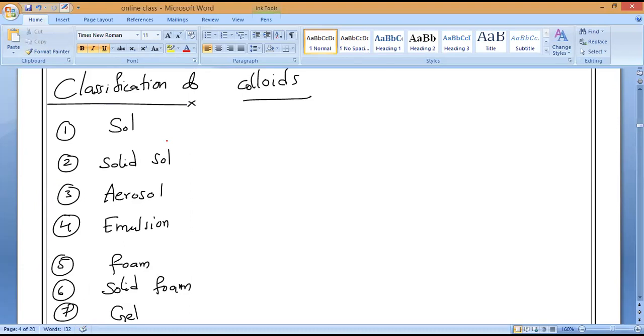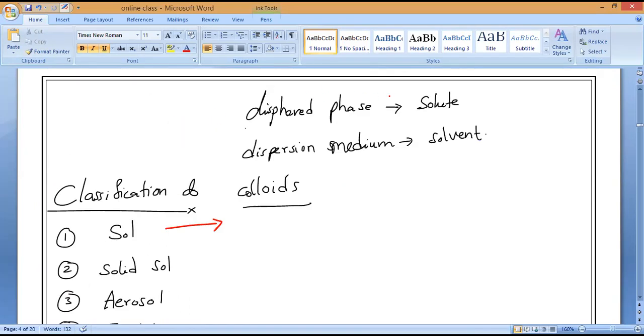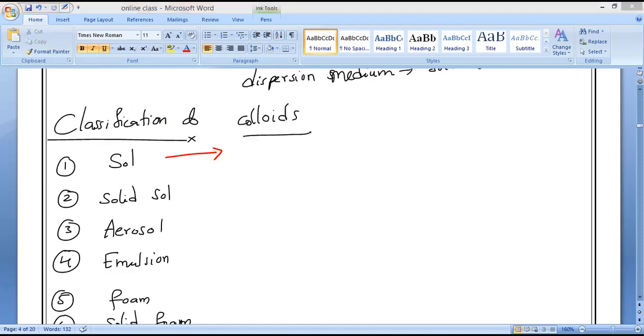Whenever you get any type of colloid classification, you must be able to know first, because in the exam they won't give the dispersed phase and dispersed medium. They will ask us to find which is the dispersed phase and which is the dispersed medium. Do you understand, everybody? That is why we must know for every classification what the dispersed phase and dispersed medium are. So now let us study that.